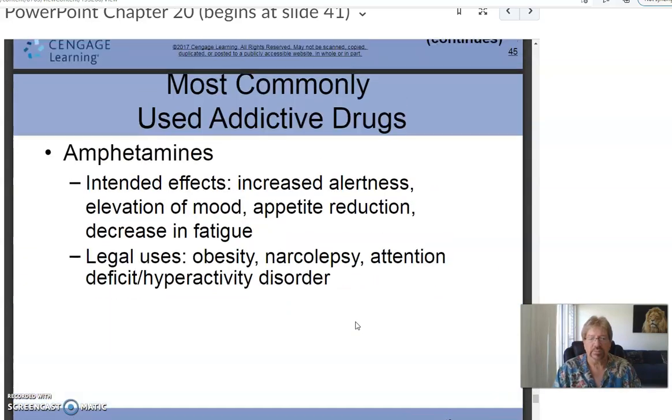Amphetamines, speed. Intended effects: increased alertness, elevation of mood, appetite reduction, decrease in fatigue. They used to use it to treat obesity, guys, because it just makes you wound up anyway, and you're not sleeping much, and you don't really want to eat much. Legal uses: obesity, narcolepsy, which is sleepwalking, attention deficit or hyperactive disorder.